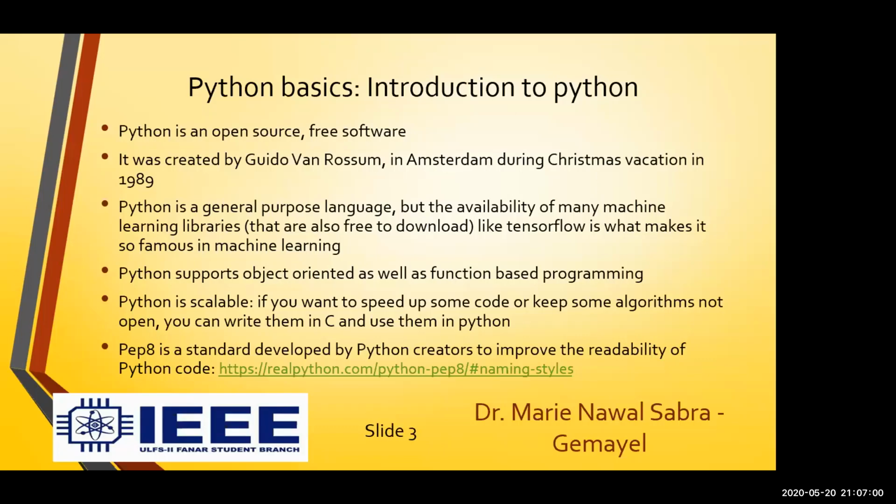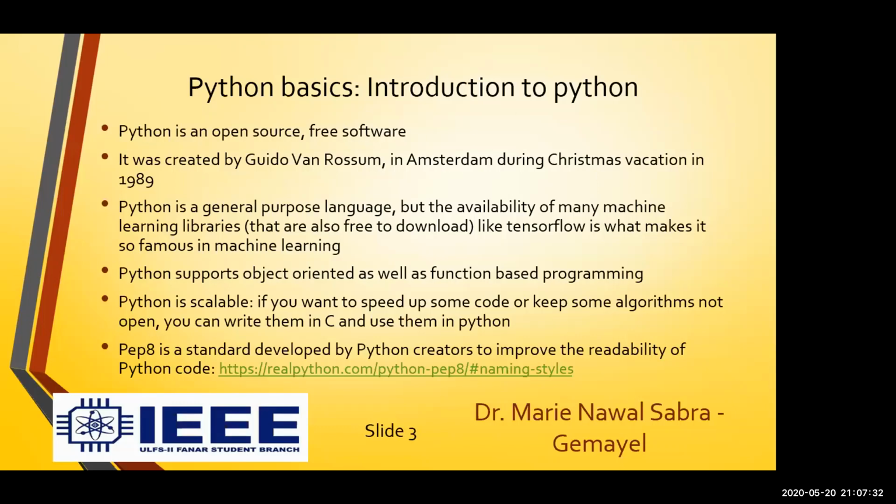Python supports what we call object-oriented programming and function-based programming, the two different types of programming available. Python is also what we call scalable. So if you have to do some code in C and implement it in Python, you could. This would help you make some of the functions move faster, execute very fast. And if you want to write some code that you don't want anybody to break, you can write it in C and implement it in Python.